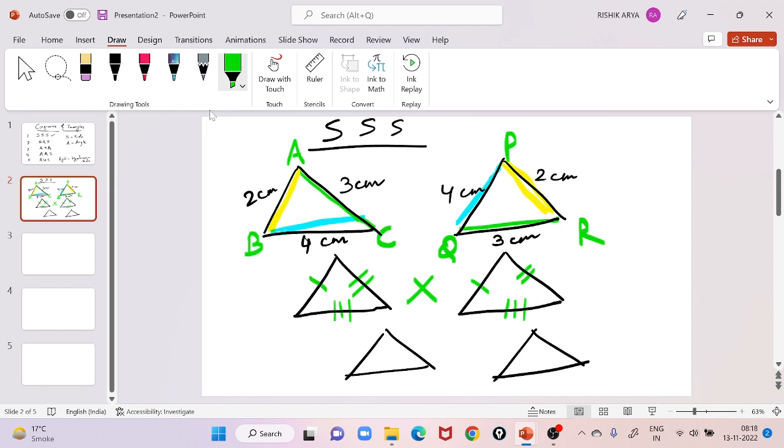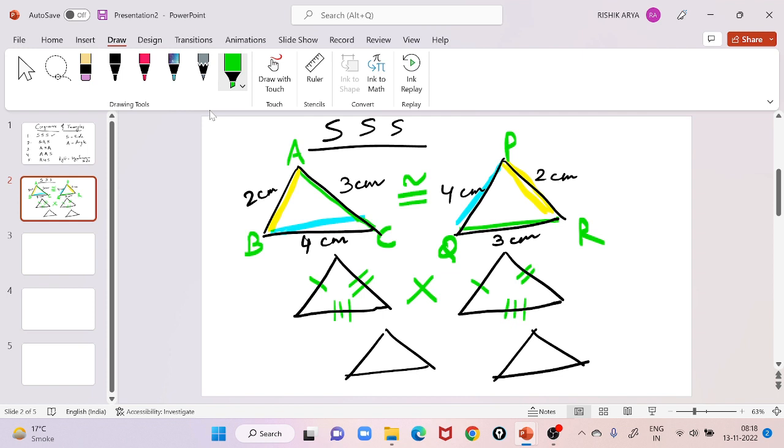It means AC corresponds to QR. So yes, in this manner also the two triangles can be congruent to one another by SSS criteria, because all the three sides of one triangle are equal to all the three sides of another triangle.